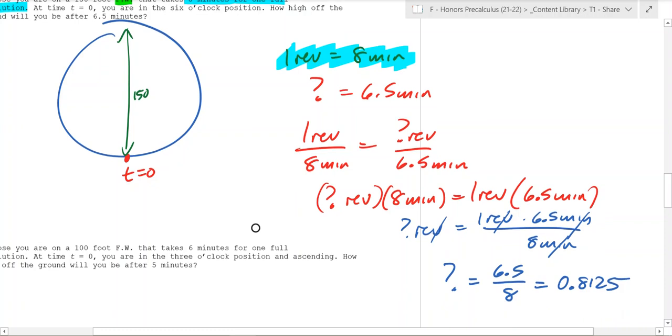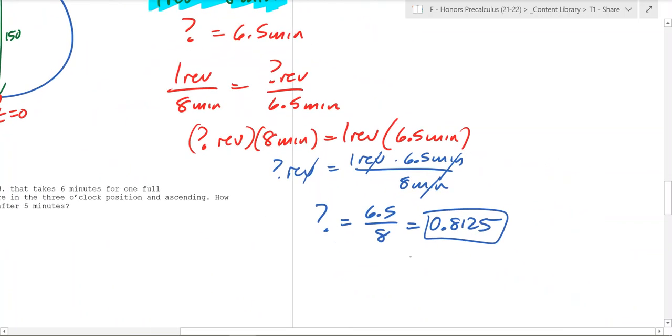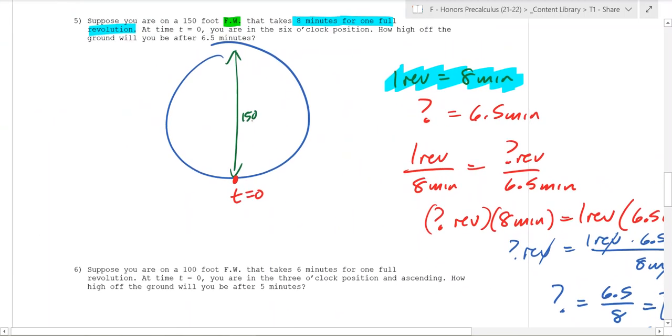So what that means is this is how much of 1 revolution we've gotten there. So how many degrees is that? Well, that would be 0.8125 times 360 degrees. So if we do that, you end up with 292.5 degrees. So what that means is from here, it's gone 292, so 180 degrees there. So it's going to be about here.